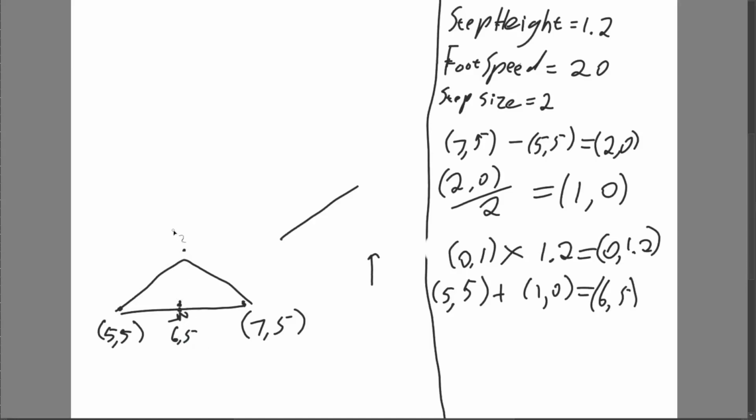And the vector to get from here to here is this one here, our vector pointing straight up with a magnitude of 1.2. So we take 6, 5, and we add 0, 1.2, and we get a point with the coordinates of 6 and 6.2.